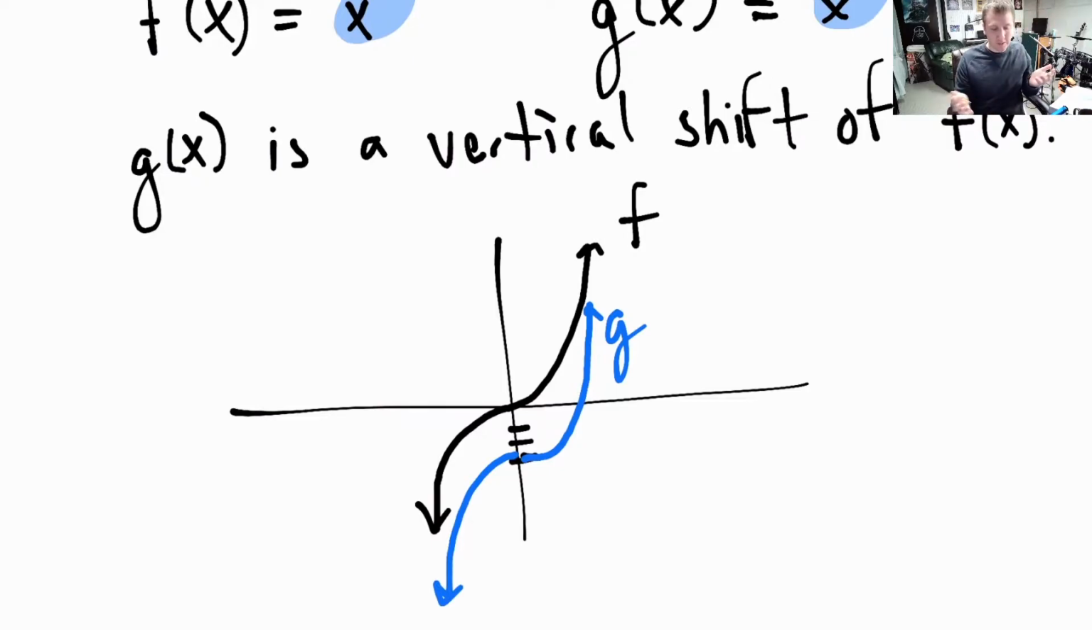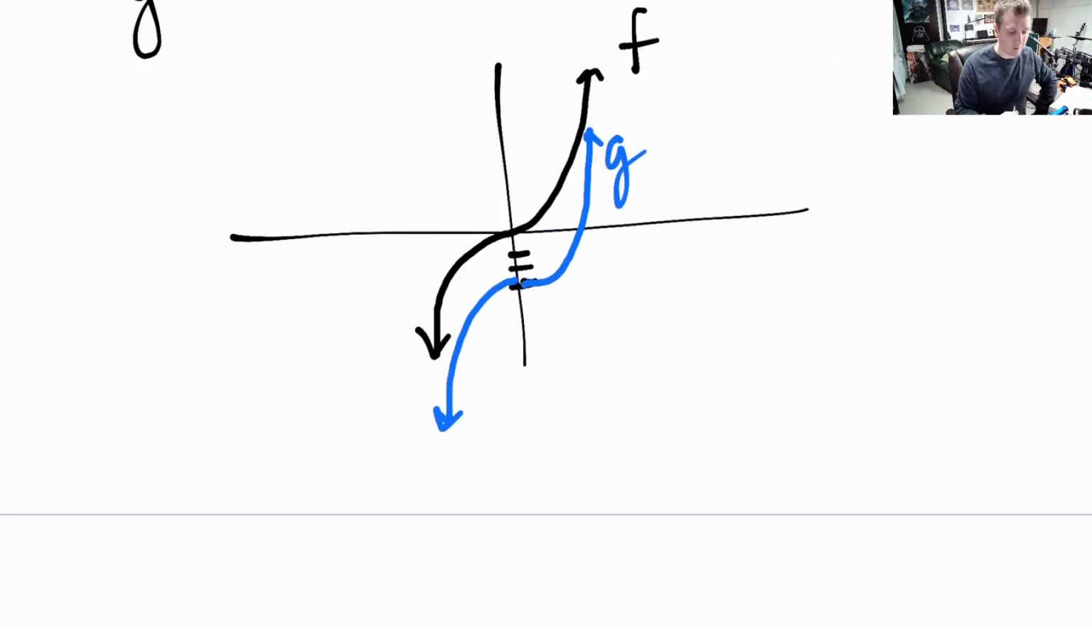Okay, so vertical shifts essentially are accomplished by just adding or subtracting any constant to the output of your original function. They're not too difficult to analyze. The next one is a horizontal shift.